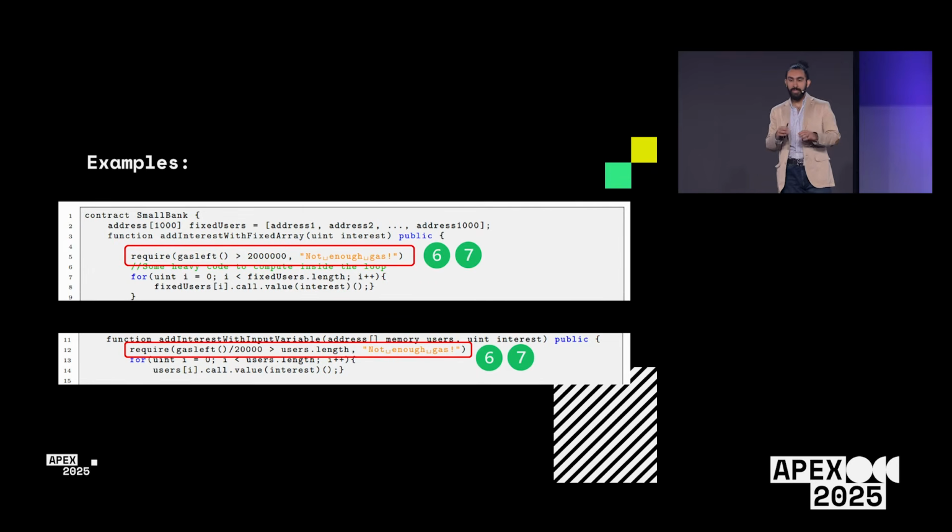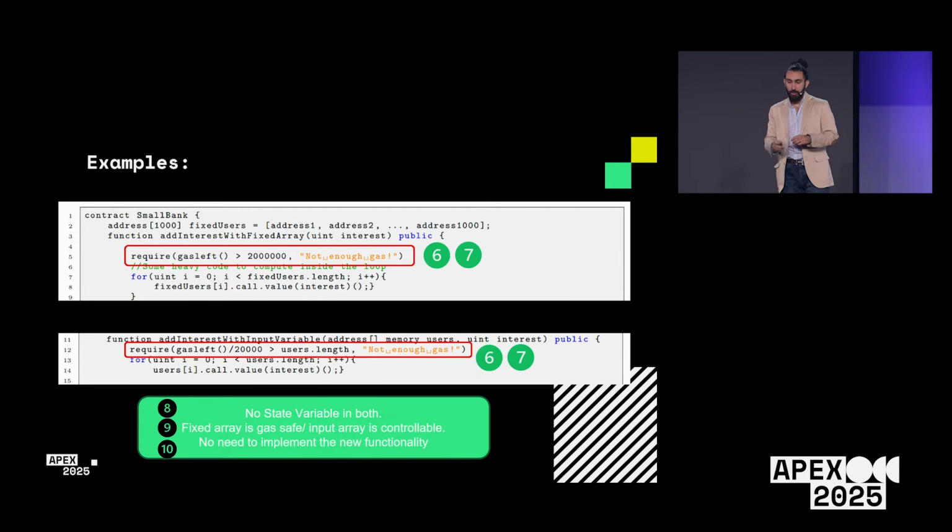If we do have enough gas, then that's safe, and we can enter the loop. If we don't, it terminates the program right away, and it basically stops the user from losing gas. Steps 8, 9, and 10 are for the case where a state variable controls the loop. We don't have that in these two examples, so we can skip it.